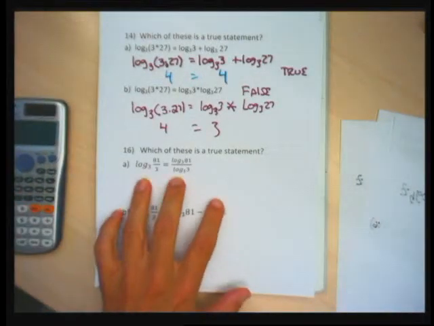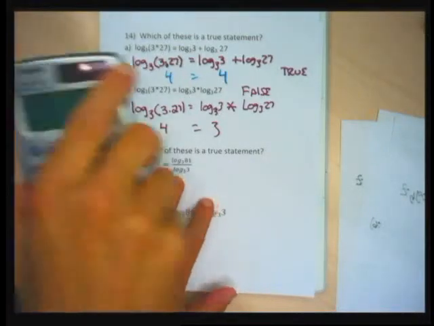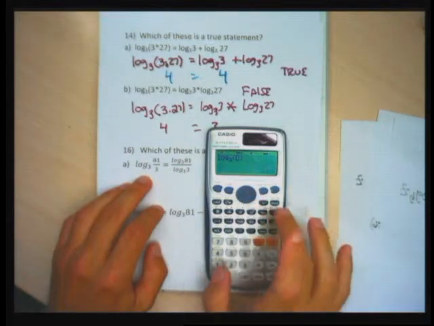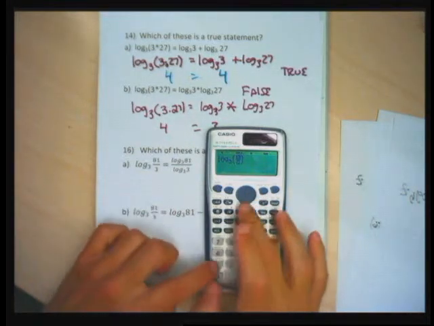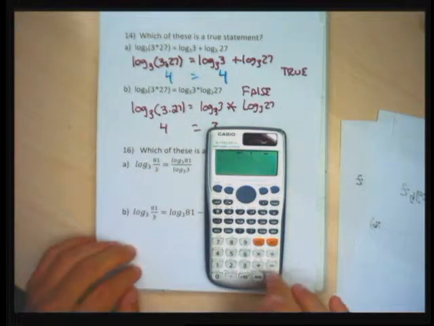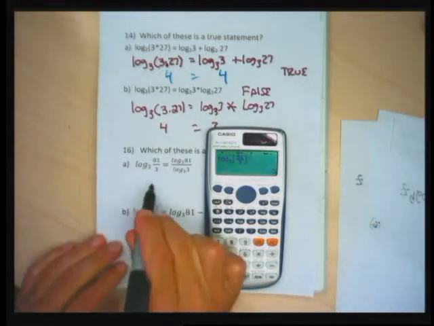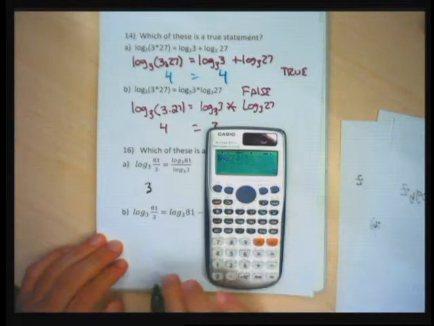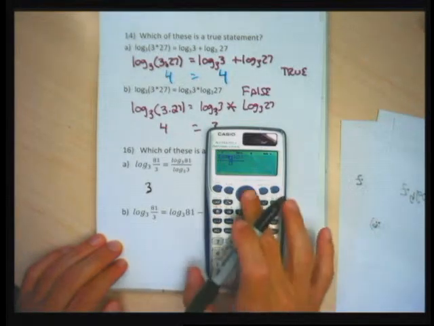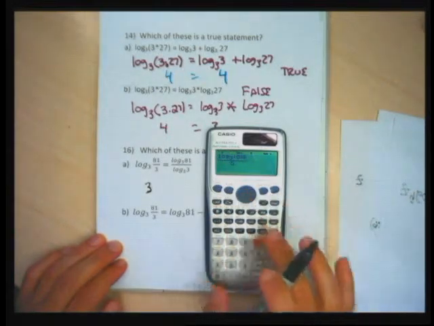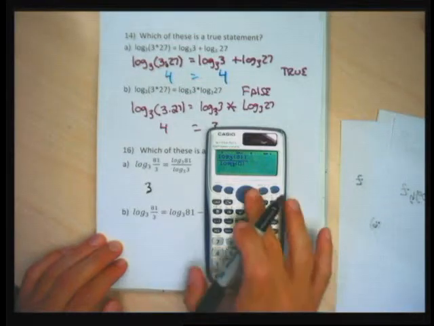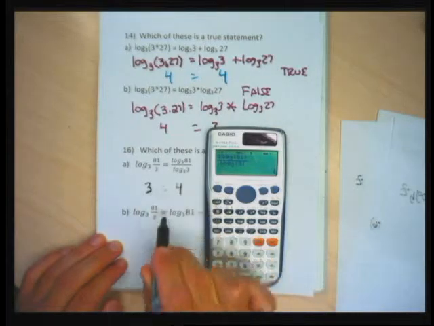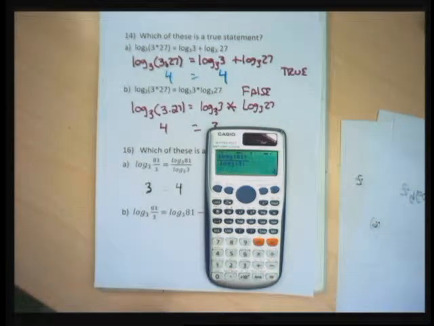When I look at part A, I can do both on my calculator. Part A gives me the log base 3 of the fraction 81 over 3. And the left side equals 3. Let me do the right side. The right side is the fraction log base 3 of 81 over the log base 3 of 3. And that equals 4. So this one's clearly false because this one isn't using the rule correctly.